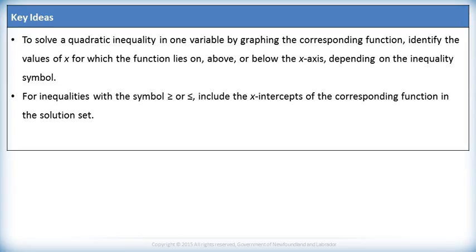Key idea: to solve a quadratic inequality in one variable, graph the corresponding function and identify the values of x for which the function lies on, above or below the x-axis, depending on what you're interested in. And if there's an equal sign in the inequality, make sure you include the x-intercepts of the corresponding function in the solution intervals.